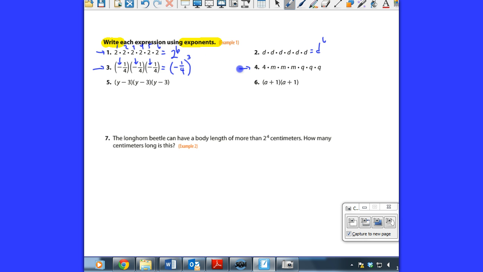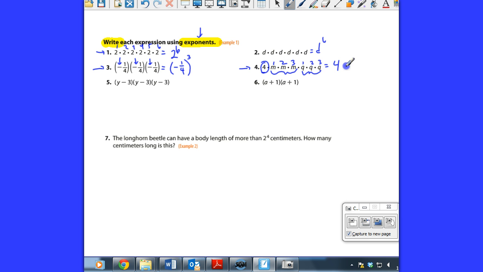Well, let's look at number 4. It might look a little bit scary to us. You have the number 4 multiplied 1 time. Then you have the variable m multiplied 3 times, 1, 2, 3 of them. And then you have a q multiplied 1, 2, 3 times. If we're going to write this using exponents, we would start with that 4, because that's a number. We always put the number up front.